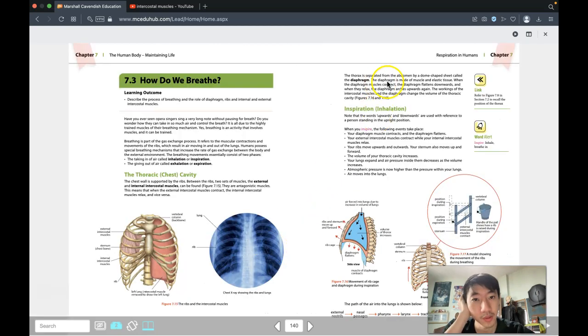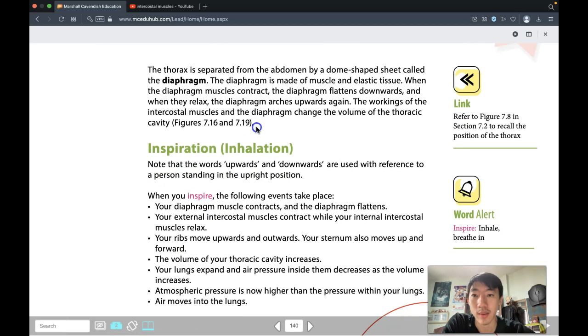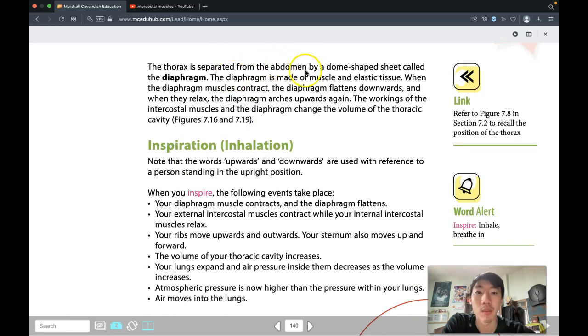Okay, so alright, the thorax is separated from the abdomen by a dome-shaped sheet called the diaphragm. The diaphragm is made of muscle and elastic tissue. When the diaphragm muscles contract, the diaphragm flattens downward, and when they relax, the diaphragm arches upwards again. Okay, so this is your diaphragm. Normally it's a bit curved. So when it contracts, it will go down, flat, and then when it relaxes, it goes back up again.